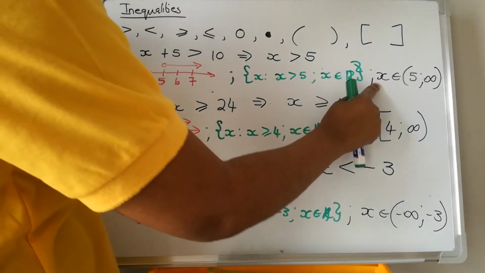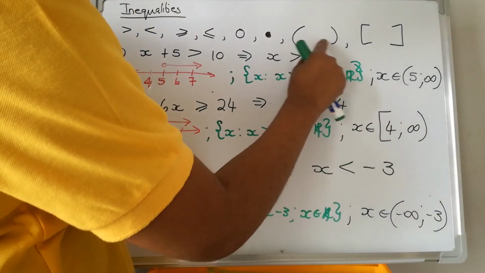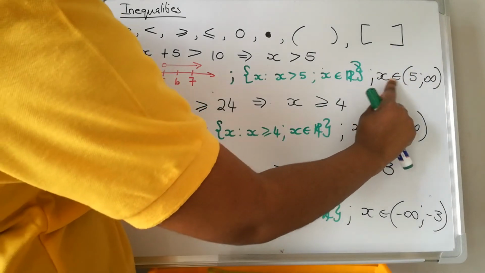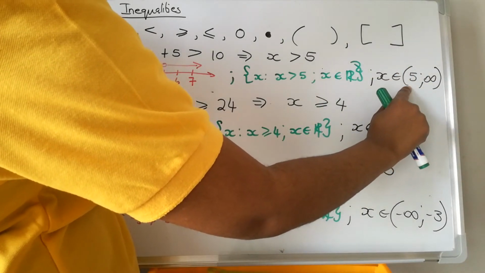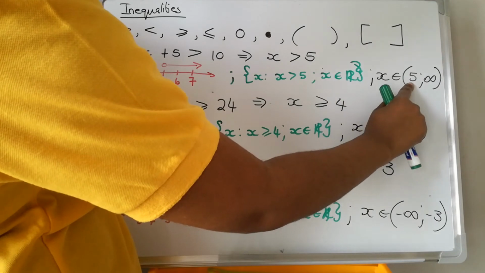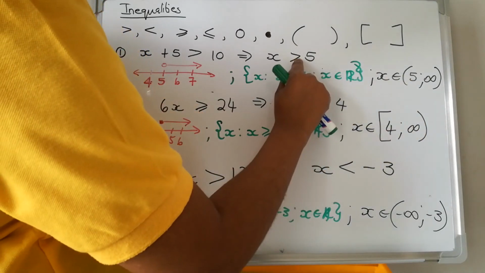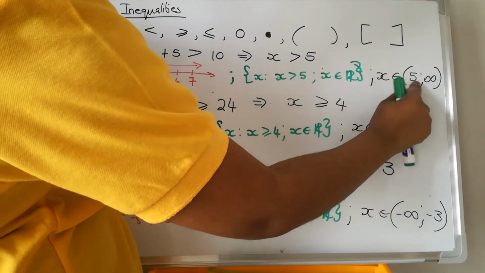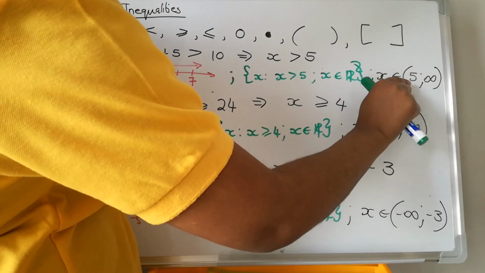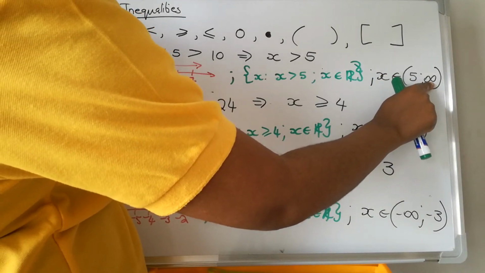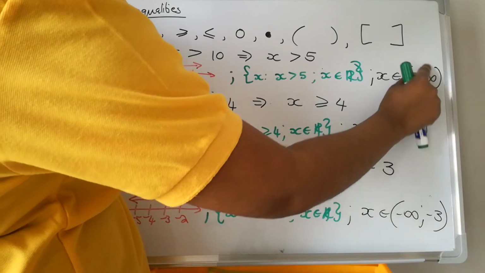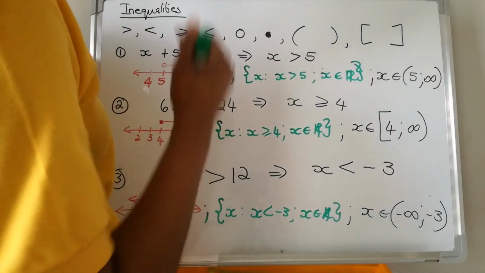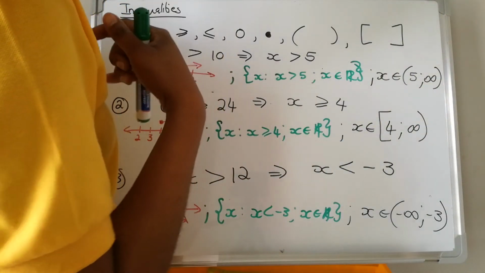Then the last one is the interval notation, which is where these two brackets come in. So it's an open bracket here because 5 is not included. It's not greater than or equals to 5, it's greater than 5. So you start from 5 and then it goes all the way up to positive infinity. Now with infinity, it's always an open bracket because infinity just goes on and on.